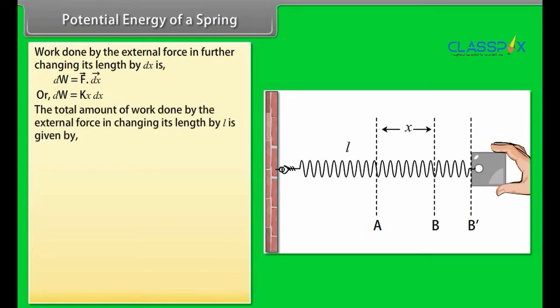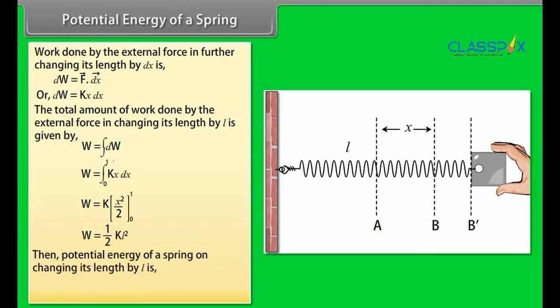Now, the total amount of work done by the external force in changing its length by L is given by W equals the integration of dW. By calculating it, we get W equals 1 upon 2 kL squared. Then, the potential energy of a spring on changing its length by L is: potential energy is equal to W. Potential energy is equal to half kL squared.